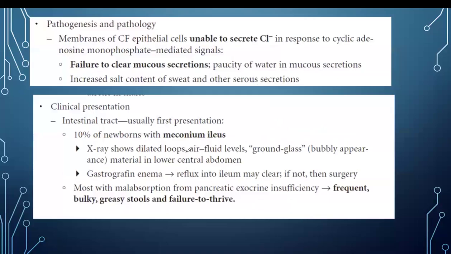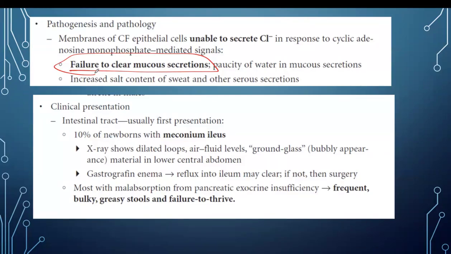Okay? So the pathophysiology is that the epithelial cell is unable to secrete chloride, and that causes failure to clear mucus secretion. So everywhere, like from the bronchus, there is mucus secretion. So there is always mucus secretion from lots of areas of our body. And in a normal patient, usually the mucus is quite thin, so it can be easily cleared.